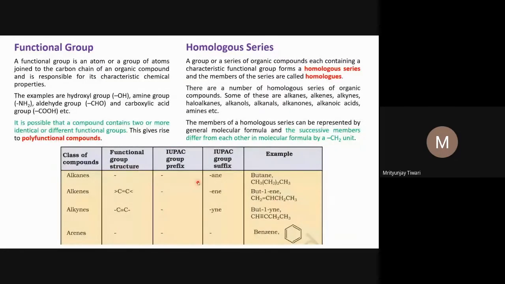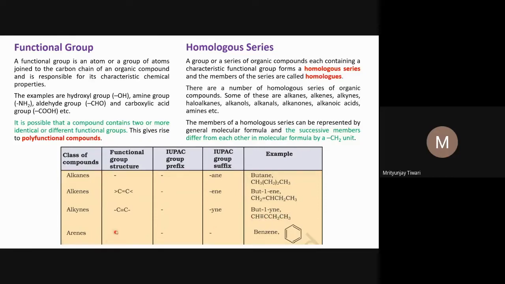Then alkyne. Alkyne means a carbon-carbon triple bond. This is the functional group. So -yne means triple bond, -ene means double bond, and -ane means a carbon-carbon single bond. Ethene we have seen. Ethyne, or acetylene, is one example of alkynes, and but-1-yne is another example. So this is also an alkyne.